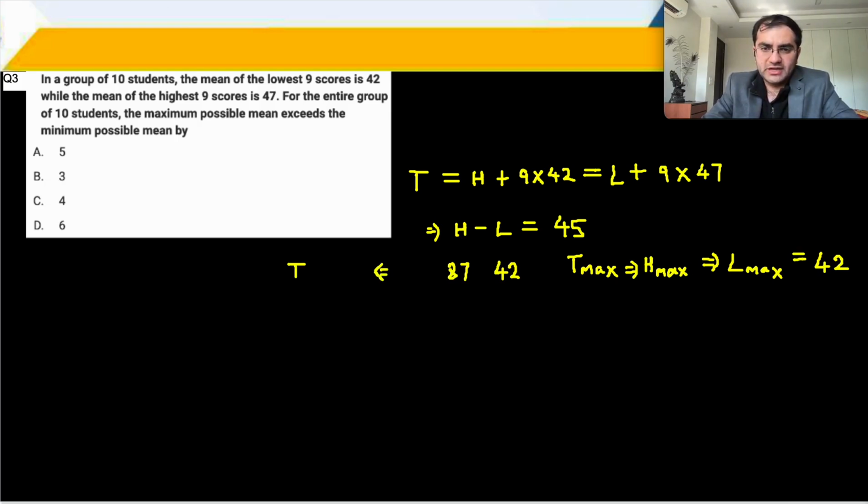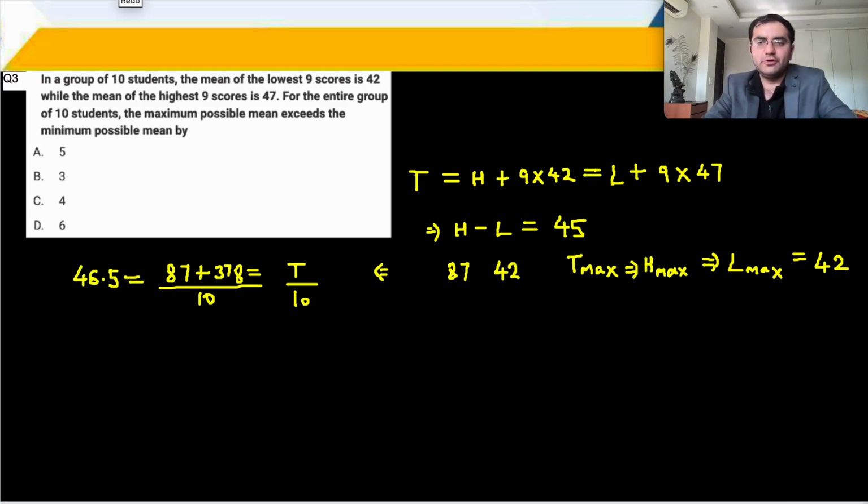Quickly find out the value of T by putting it back. Put h as 87 in this equation, and the average will be divided by 10. Do your calculations. 87 plus 378 upon 10, you will get 46.5 as the maximum possible value for the mean.